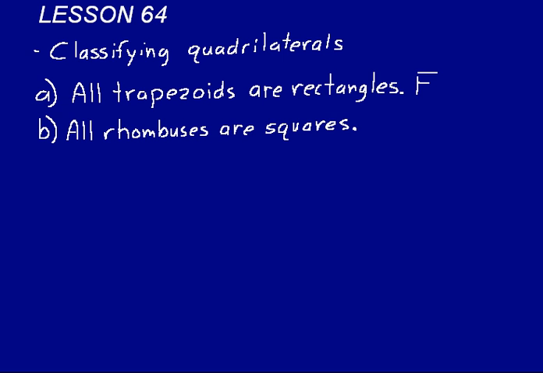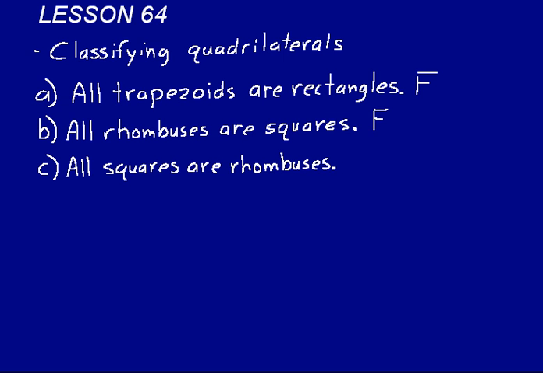Let's read B. The statement says that all rhombuses are squares. True or false? Well, let's just think about it. Rhombuses, those are parallelograms with equal sides. Squares are parallelograms with equal sides, but squares, the sides are perpendicular to each other. So all rhombuses are not squares, so that would be false. Rhombuses don't have to have their sides perpendicular to each other.